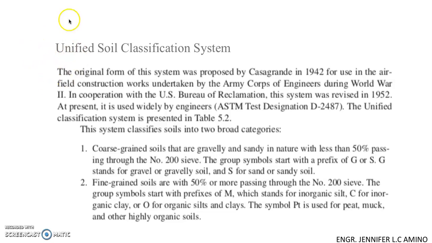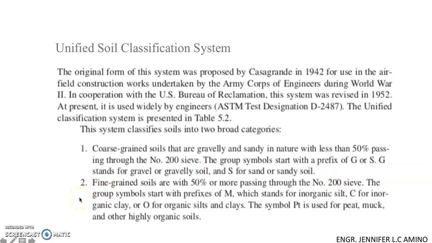The USCS, or the Unified Soil Classification System, is classified into two broad categories. We have coarse-grained soil that is gravelly and sandy in nature, with less than 50% passing through the number 200 sieve. You make use of the symbol G, which stands for gravel or gravelly soil, and S for sand or sandy soil.